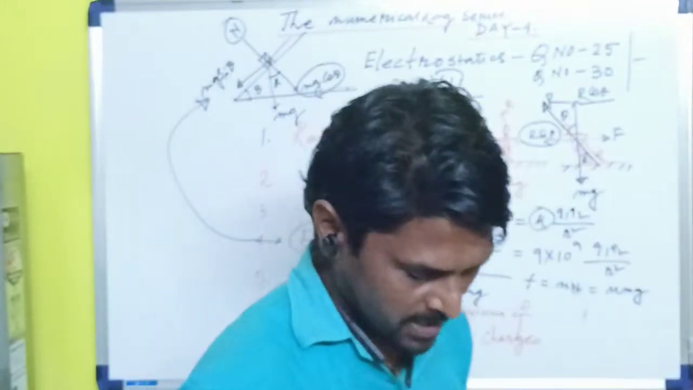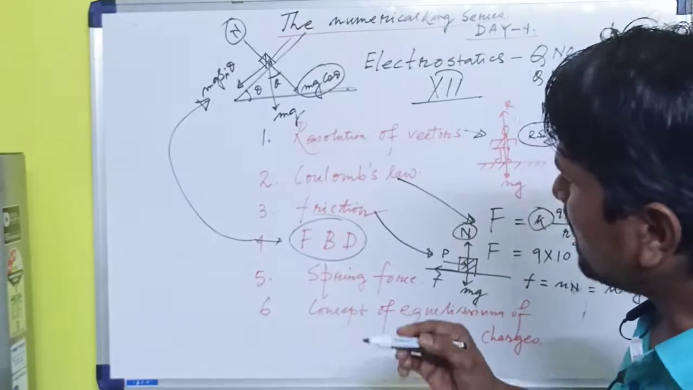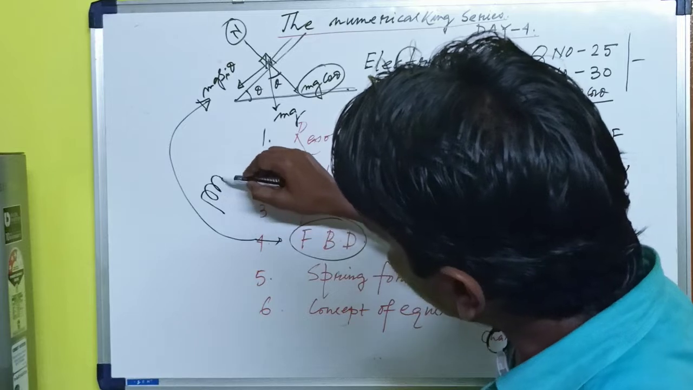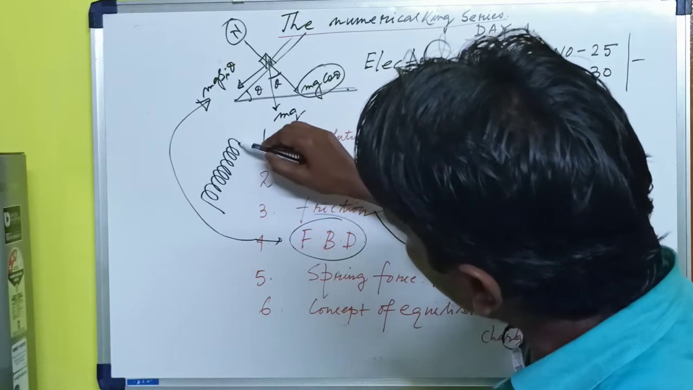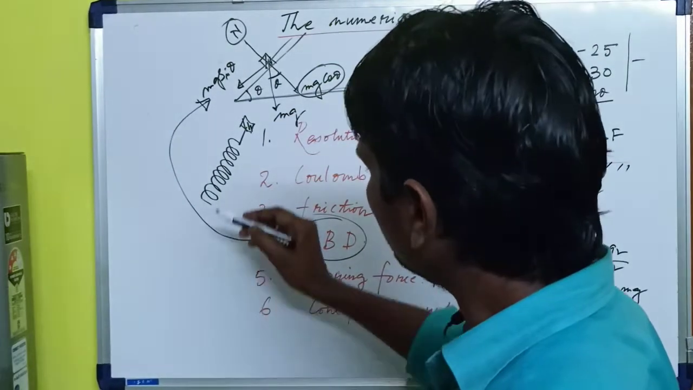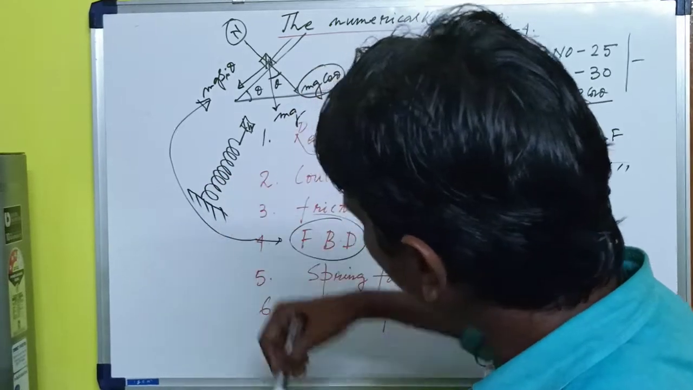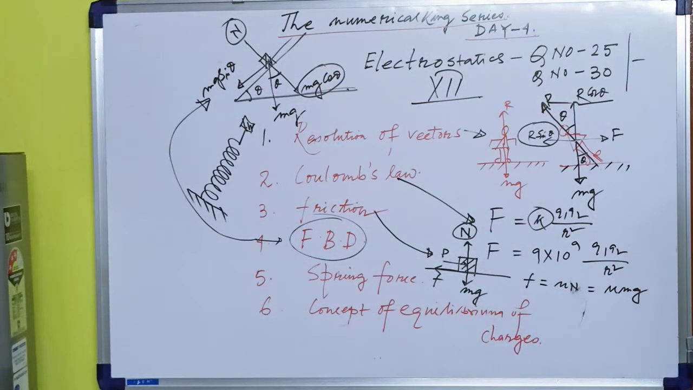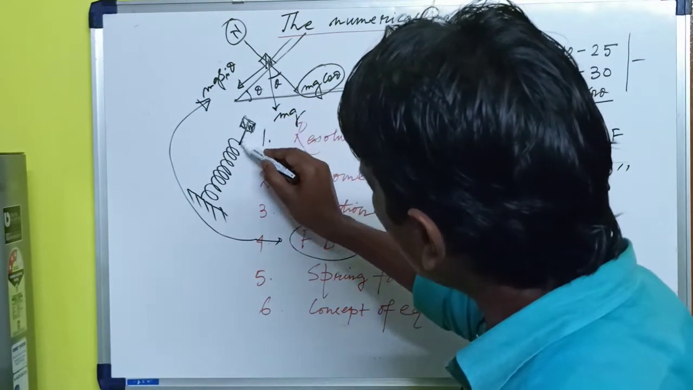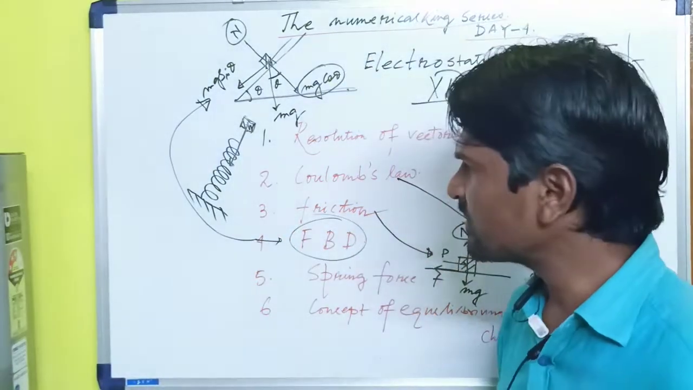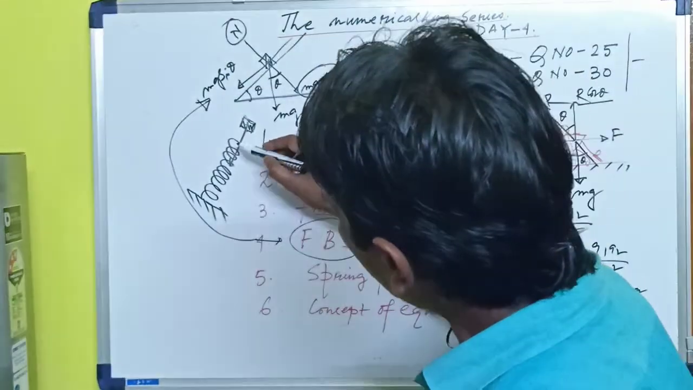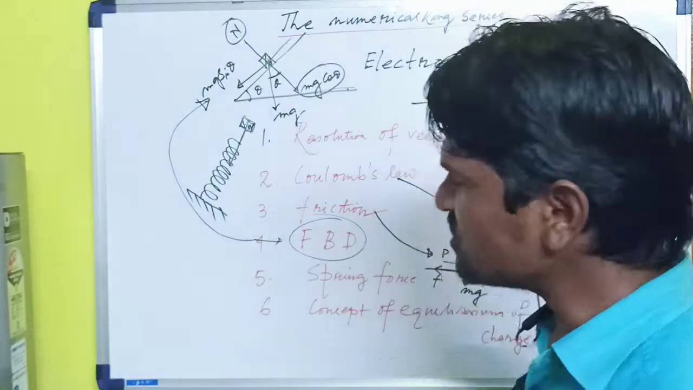What is spring force? Suppose this is a spring, and a weight is given here, and this is a surface. This weight tries to compress the spring along this direction. Yes or no? Yes. This body compresses the spring along these directions, and hence a restoring force comes into play.